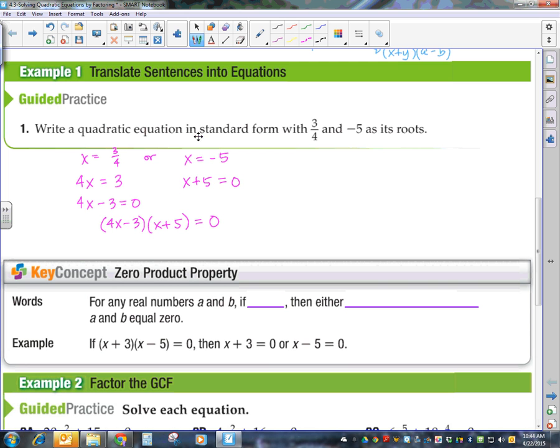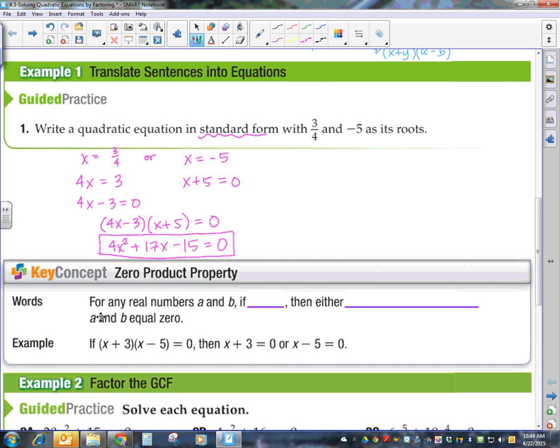They do want it in standard form, so we'll multiply that out. FOIL: 4x squared is my first terms. My outside is 20x minus 3x is plus 17x. And then my last terms give me minus 15. So this would be your answer in standard form.